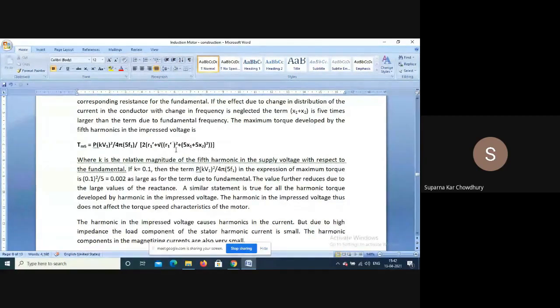Now, if we assume that k is say 0.1, that is 10% of 5th harmonic is present, then this factor will be 0.1 square by 5, that is 0.002, as large as that corresponding term of the fundamental. And then in the denominator we have these 5 square factors, so the inductance is quite large. So you can see that the torque developed by the 5th harmonic will be negligibly small.